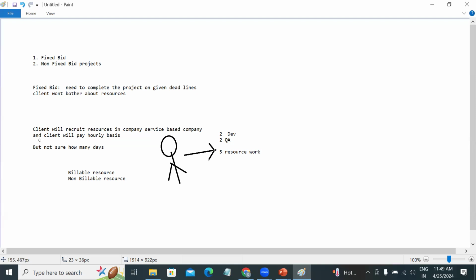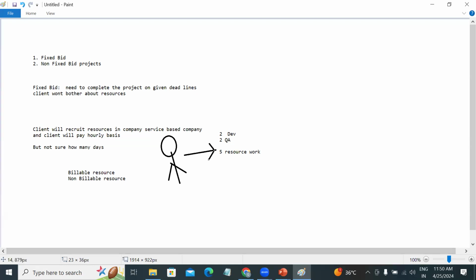But in non-fixed bid projects, sir, resources are fixed and dollars are fixed on an hourly basis. But how many days will the project continue? 1 year or 2 years or 3 years? I don't know. So a 1 year contract may extend to 2 years, but it may also ramp down in less than 1 year. That is what non-fixed bid projects are.